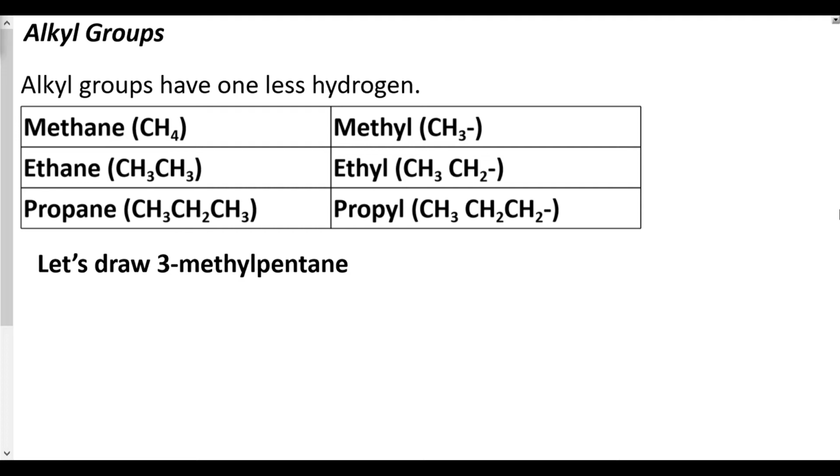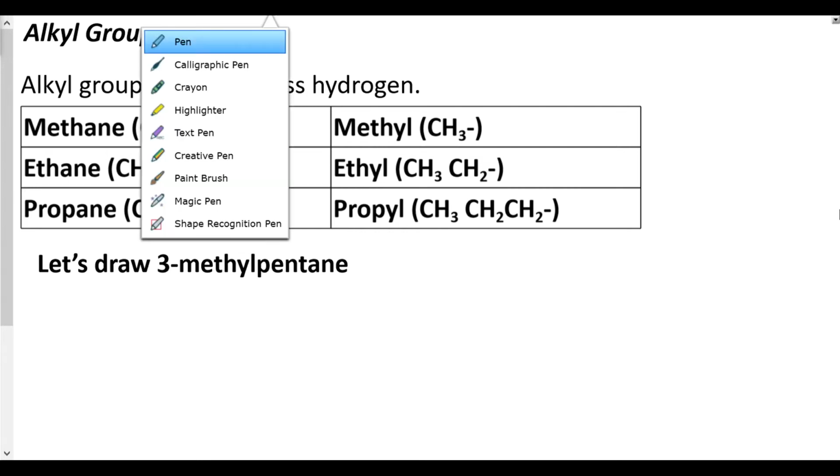Let's talk about alkyl groups. Alkyl groups usually have one less hydrogen than the corresponding hydrocarbon. For example, methane has 1 carbon and 4 hydrogens, CH4. So a methyl group would have 1 less hydrogen, meaning instead of 4 hydrogens, you will have 3 hydrogens.